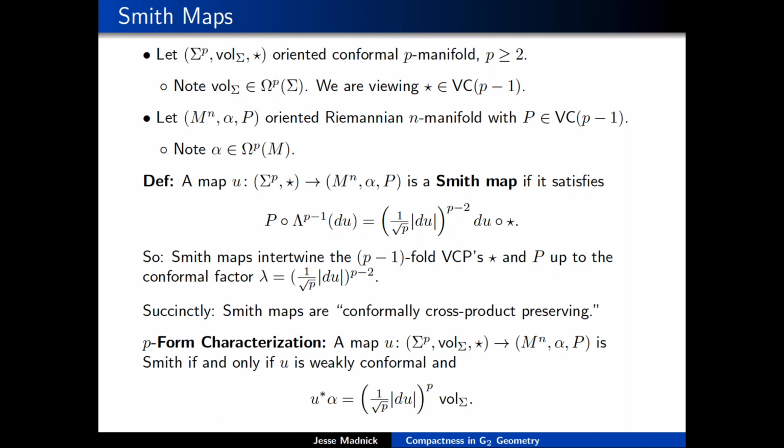So I guess the one-sentence tagline would be that Smith maps are conformally cross-product preserving. And now, in view of the fact that vector cross products can be recast as forms, there is an equivalent characterization of Smith maps in terms of forms. Okay, so a map U is Smith if and only if it is weakly conformal and satisfies this equation. It pulls back alpha to be this particular multiple of the volume form on sigma.